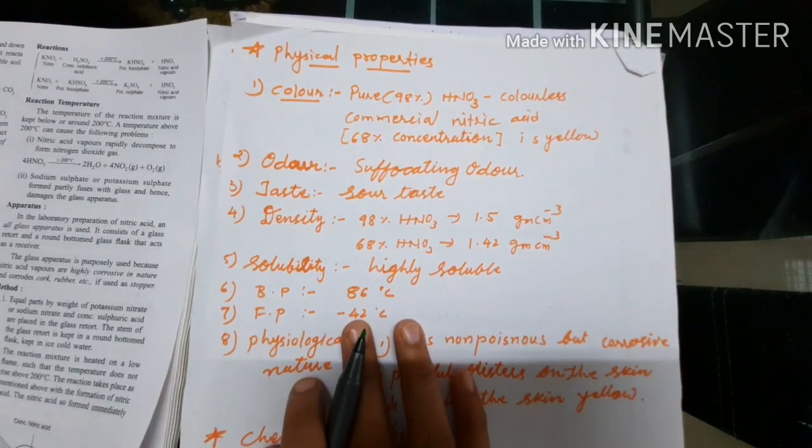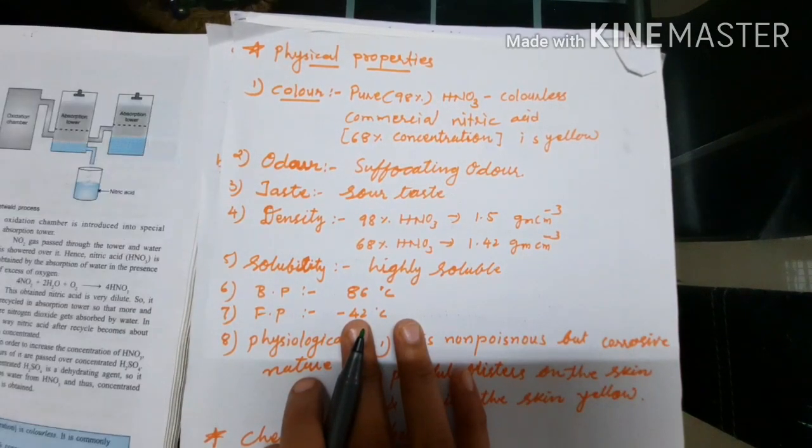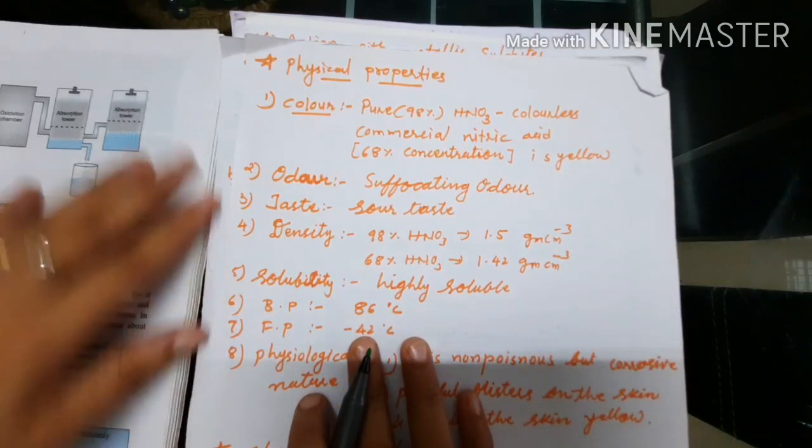Let's do our chapter, nitric acid. In nitric acid, first we completed the laboratory preparation and the large scale preparation. I hope you understand all of that. Now let's learn the physical properties of nitric acid.